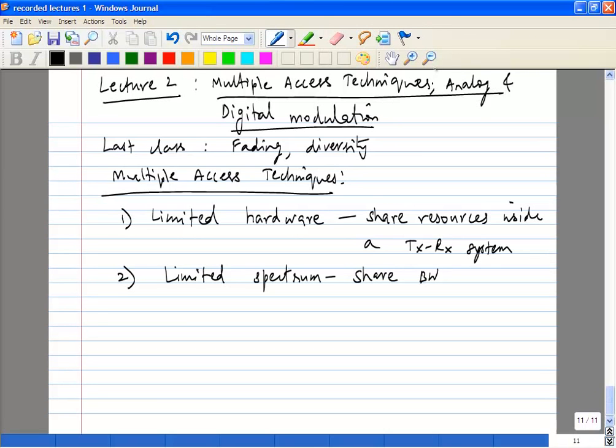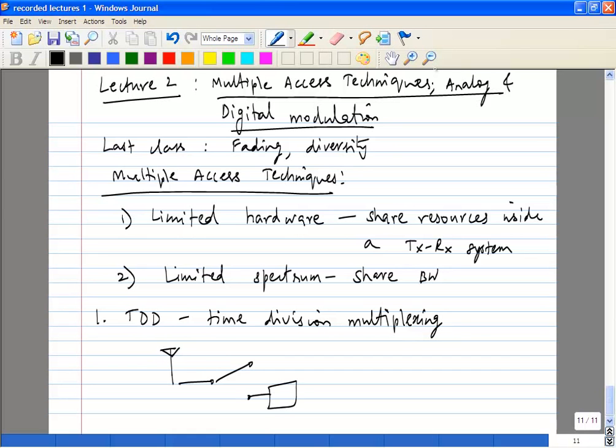The first one is called TDD, or time division duplexing. So what does this mean? You have a single antenna in a transceiver, and it is shared between the TX and the RX, which is the transmitter and the receiver. The important things to note are, you have direct communication with the peers, that is with the other mobiles.